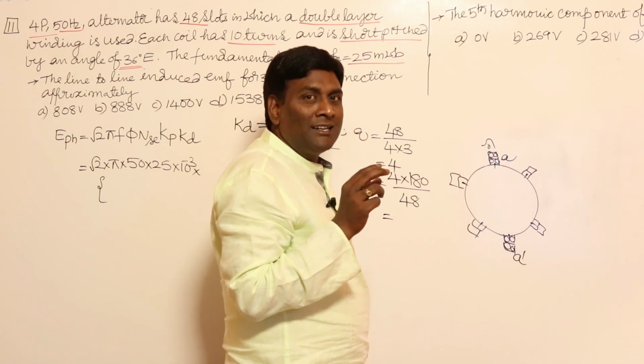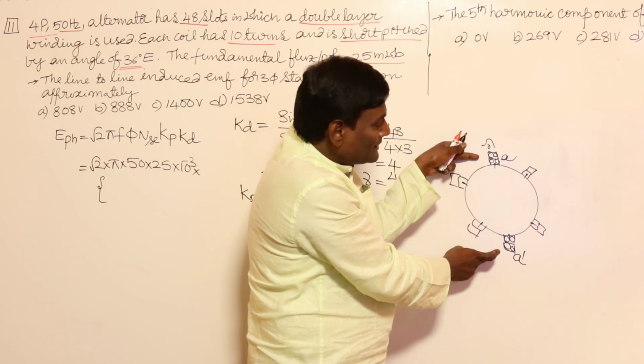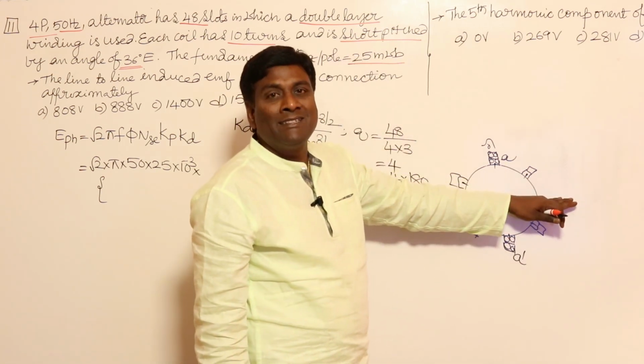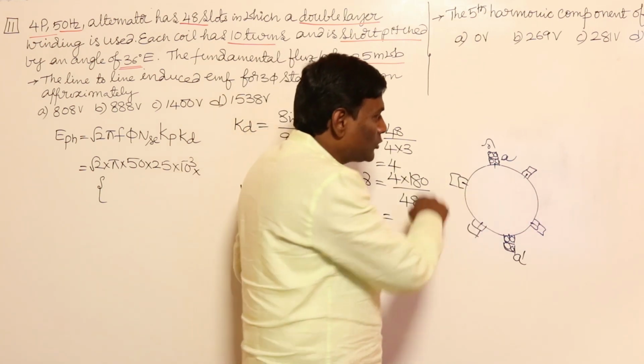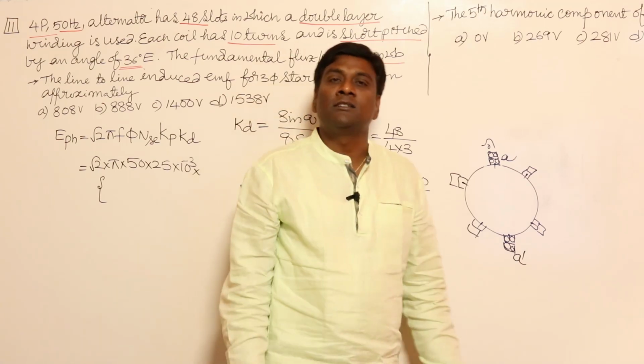If you consider turns, you have to consider slots by 2. If you want to consider turns, how many turns do you have to consider? Slots by 2 is going to be 3. If you are considering the total number of slots, then in each slot only conductors will be there, turns will not be there.